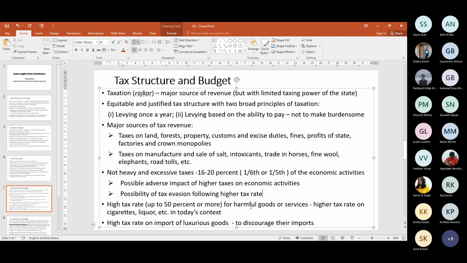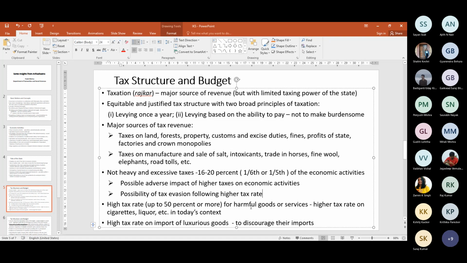So again, we see some similarities in the basic notion, the basic principles of taxation. One is, taxation shouldn't be heavy and burdensome. Second, the principles of ability to pay and equity. And the third one is basically a high rate of tax on harmful goods and services.